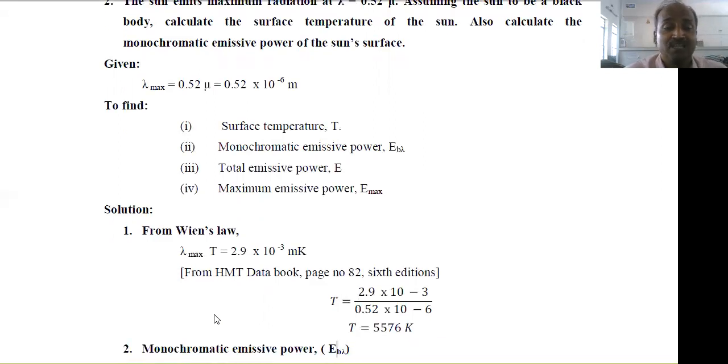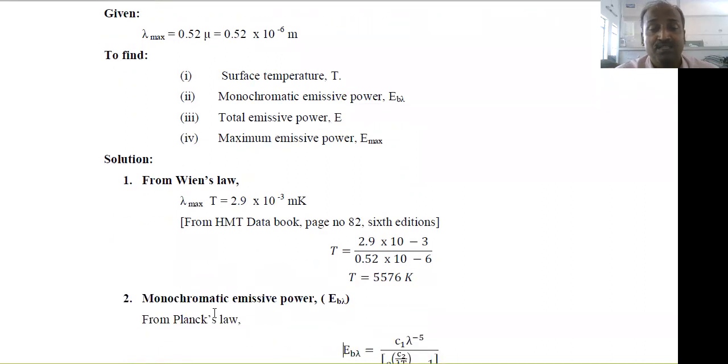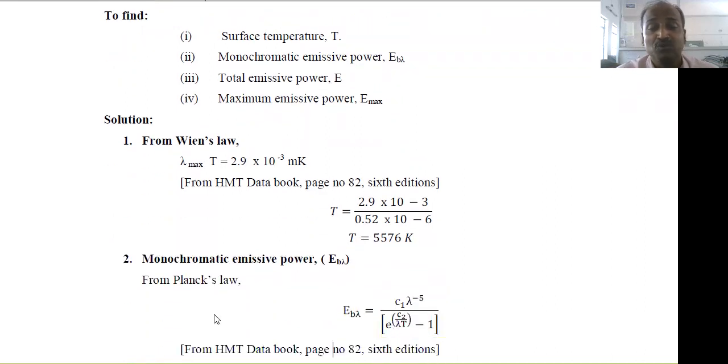Then temperature is asked. Lambda is already given as 0.52, so the temperature is 5576 Kelvin. So temperature is available now. Then monochromatic: what is the meaning of monochromatic? It is a single wavelength. For a single wavelength, what is the emissive power? Mono means single, and chromatic means wavelength.